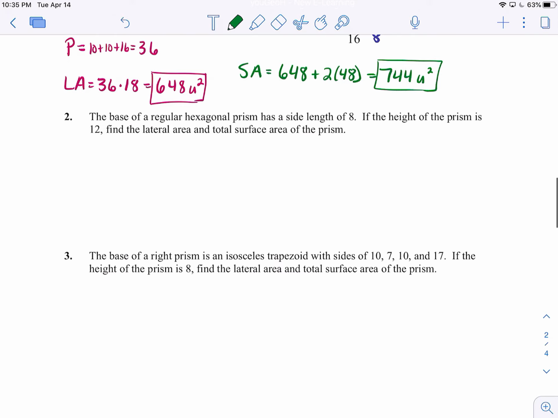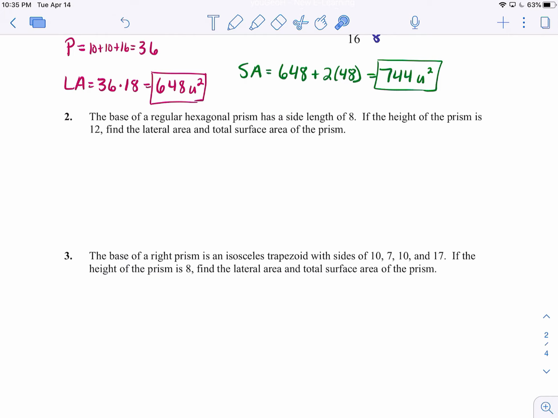All right, next up, number 2. Let's look at finding the lateral area of a regular hexagonal prism. The base of a regular hexagonal prism has a side length of 8. If the height of the prism is 12, find the lateral surface area of the prism.